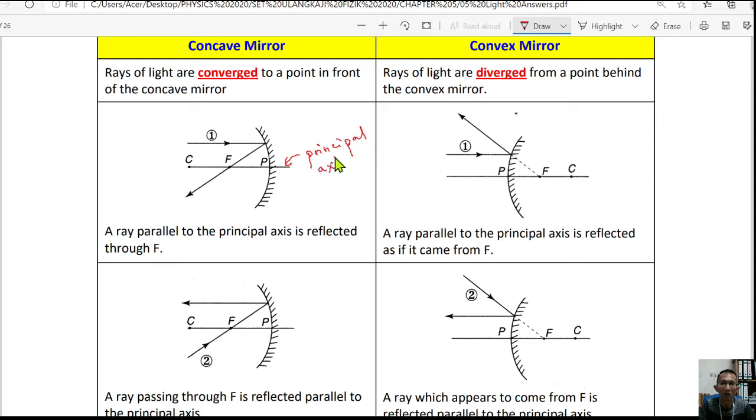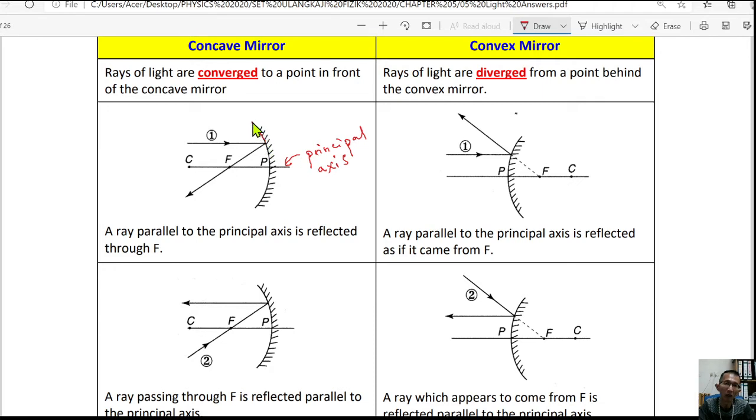Or in Bahasa Melayu it is called paksi utama. Okay, the light which is parallel to this principal axis will be converged to the focal point here. So we can use our law of reflection.